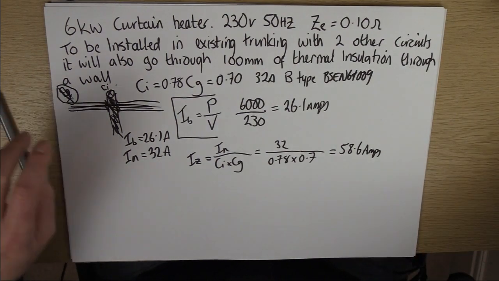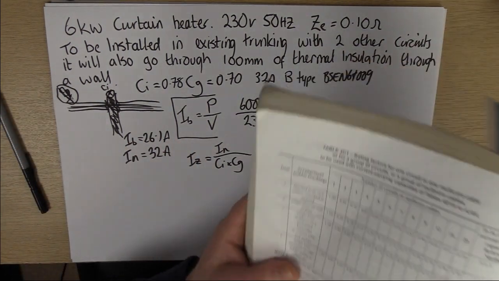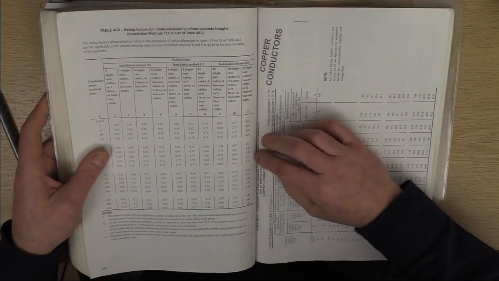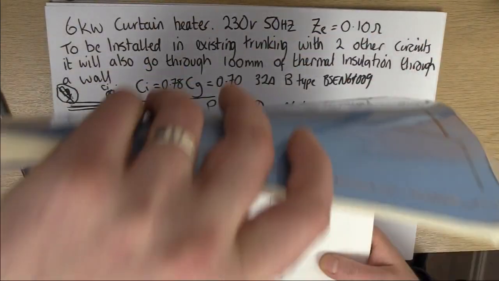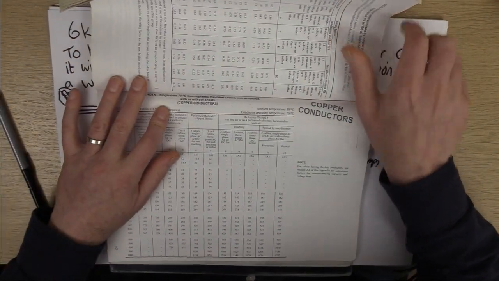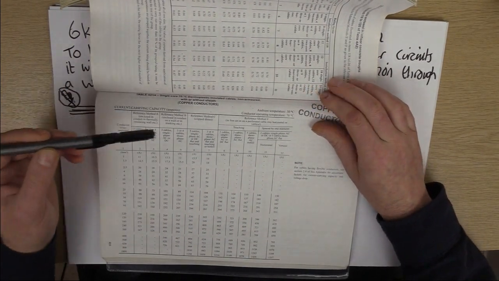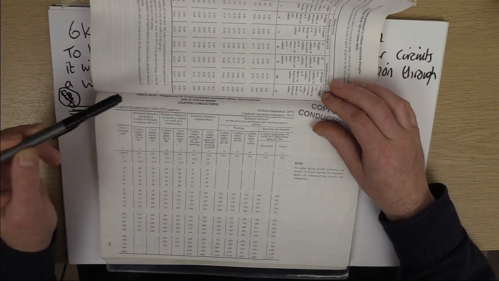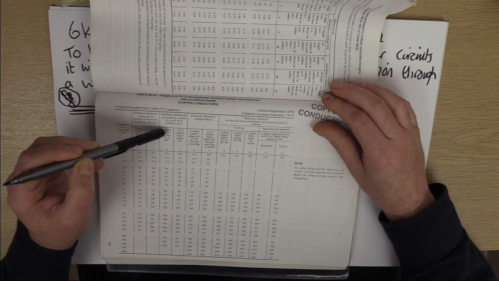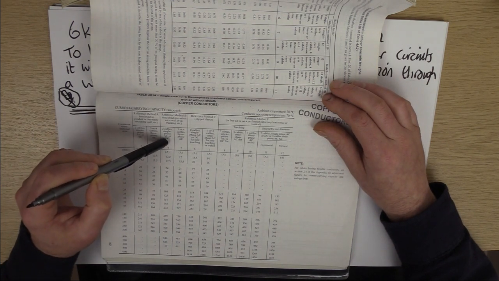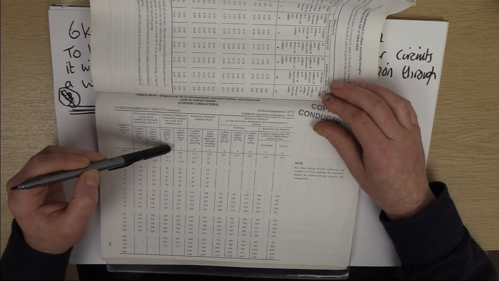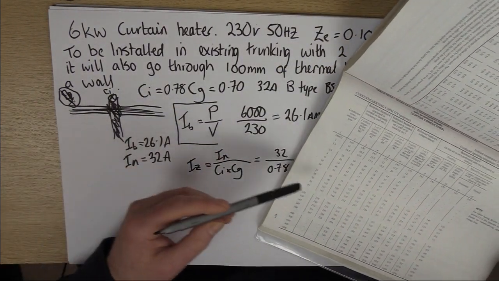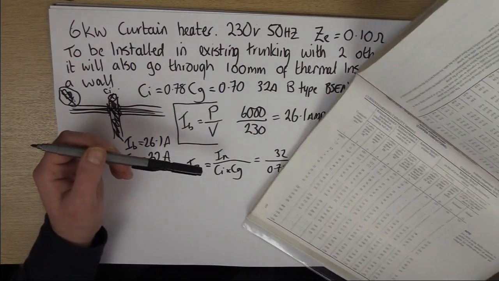So next, we're doing method 1 for our live tables. So we're going to go to the current carrying capacity tables. Sticking with singles for now. I'm going to stick with 70 degrees. Keep things simple. Now, single phase in a trunking on a wall. Down here, and we're looking for quite a lot, aren't we? 58. Oh look, just missed 10 mil there.